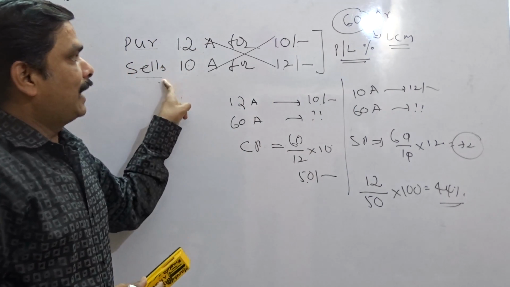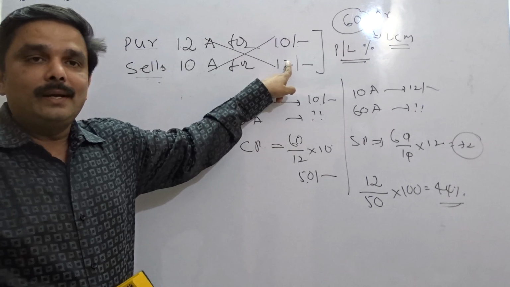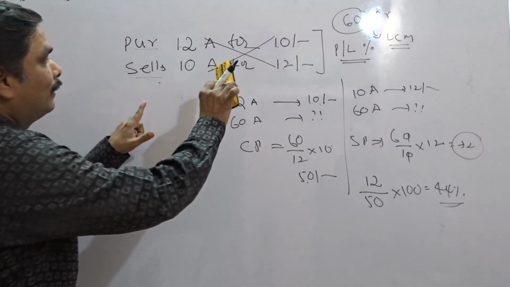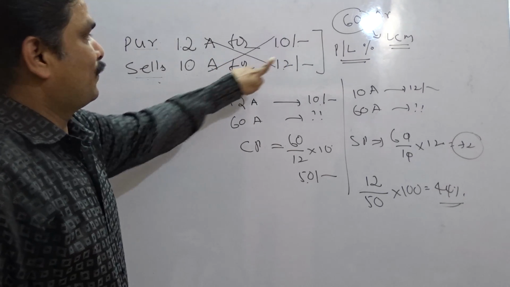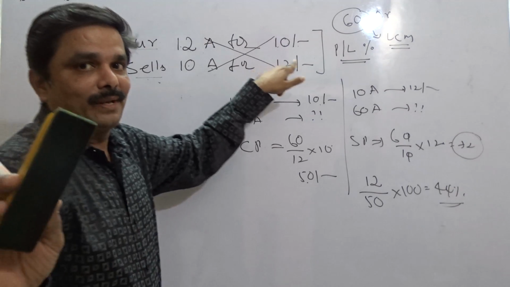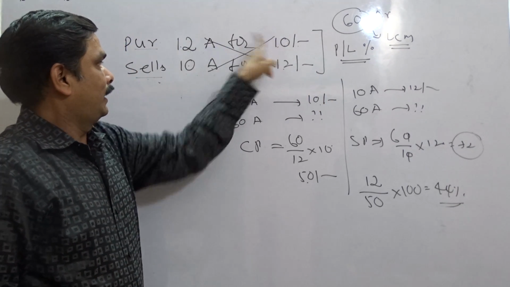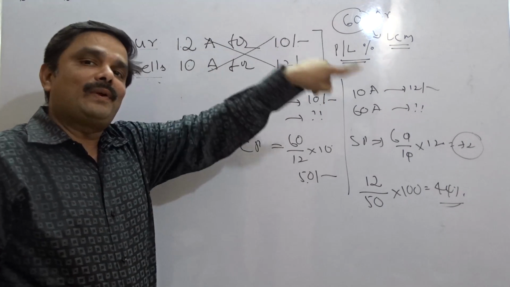In this one, another model I am going to have. What is the other model? Let us do one thing. Let us change the figures here, because these figures are very convenient for us: 12, 10, 10, 12. What if different figures are there?